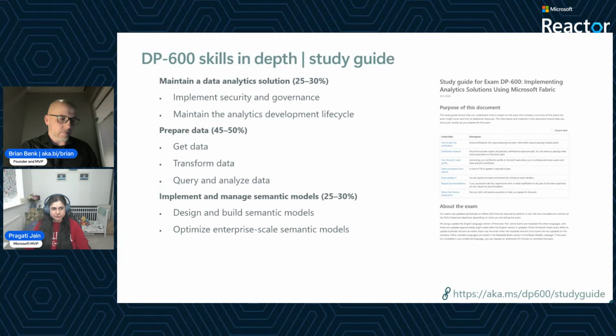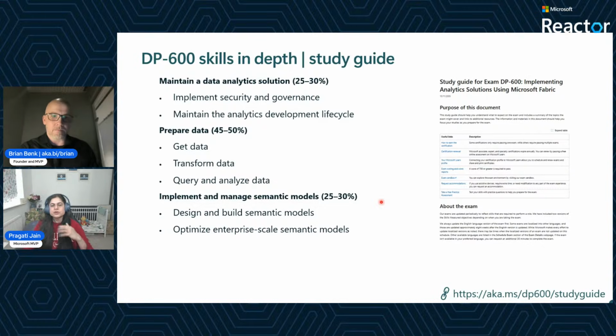Okay, so let's move to the next slide. Now, just to give an overview of what DP-600 skills are covered as part of the exam proportion, and what you really need to focus more on. On this slide, you can see at the top that maintaining a data analytics solution covers 25 to 30% of this exam. So basically implementing security and governance and maintaining your analytics development cycle. You'll get questions on it, but it is just 25 to 30% of this certification exam.